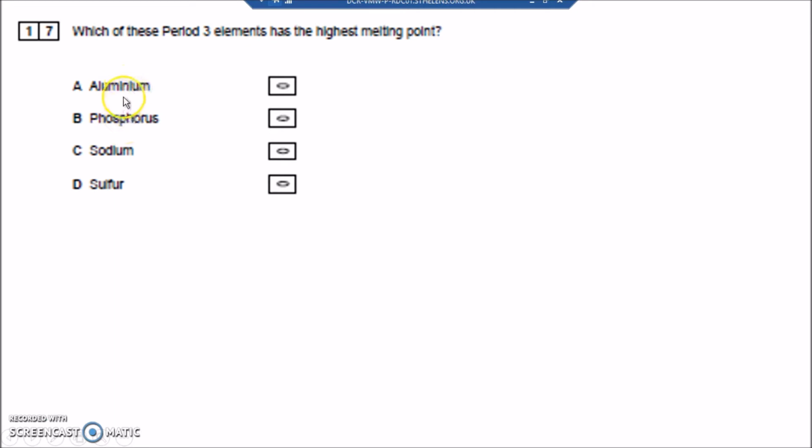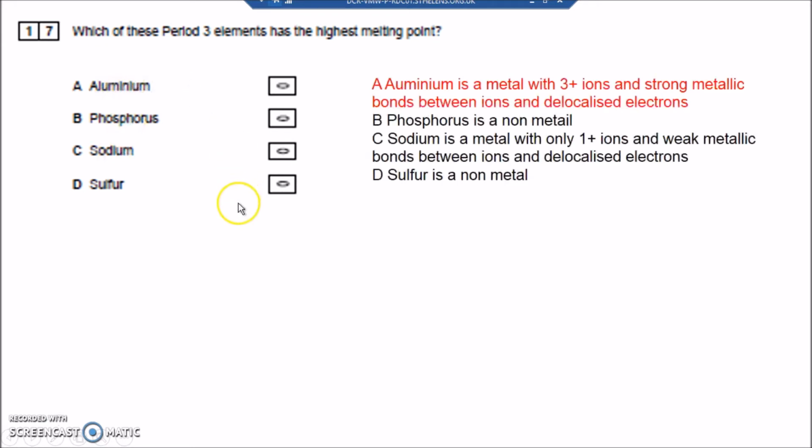We'll lose 3 electrons, Al3+, sodium, Na+. So the aluminium's got a greater charge, so it's going to have stronger metallic bonding between the 3 electrons that are released when the ions formed, which are delocalized in the metallic bonds.